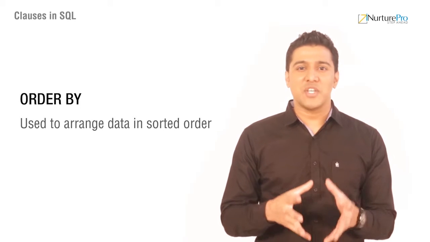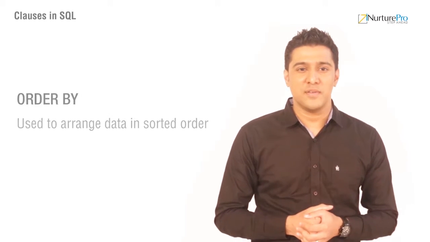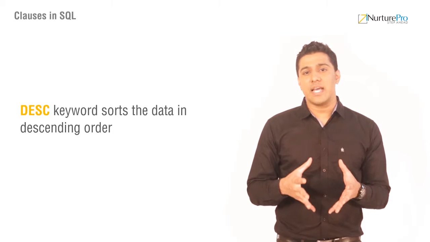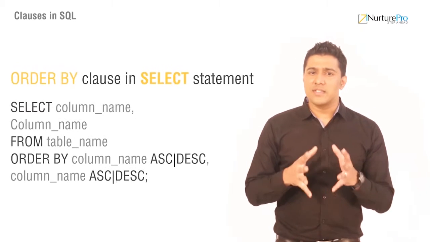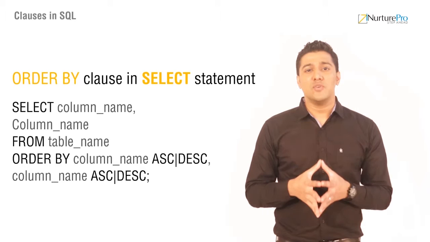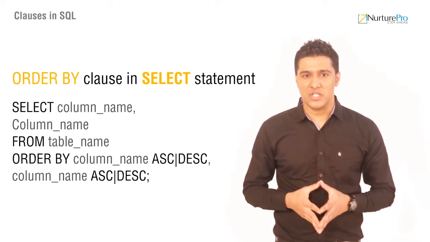Order by. The order by clause is used for arranging data in a sorted order. By default, the retrieved records are sorted in an ascending order. To sort the records in a descending order, you need to use the DESC keyword. The syntax for order by clause using select statement is shown on screen.